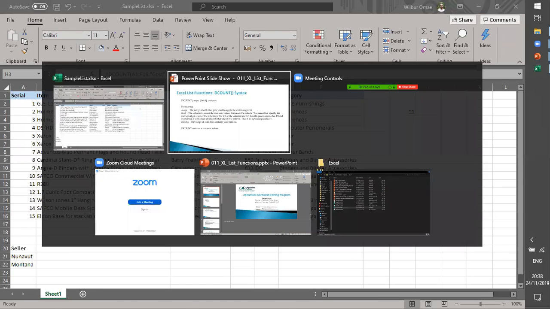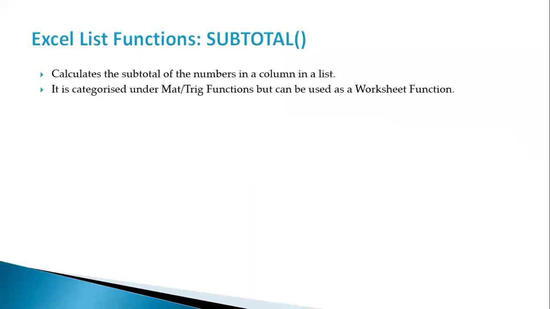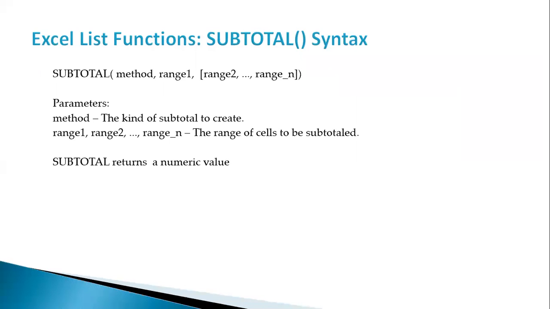Now, the last function we'll look at in this lesson is the subtotal function. The subtotal is used to calculate the subtotal of the numbers in a column in a list. Its classification is different from the other three that we have seen, because the other three were database functions, but the subtotal function is classified as a math or trigonometric function. It has a different syntax from the other three.